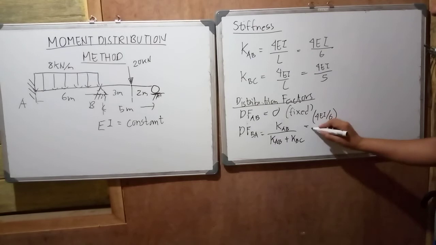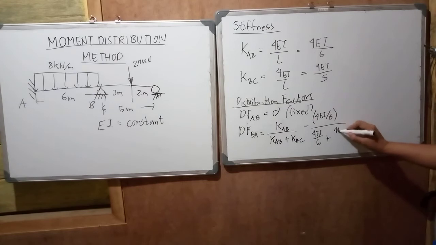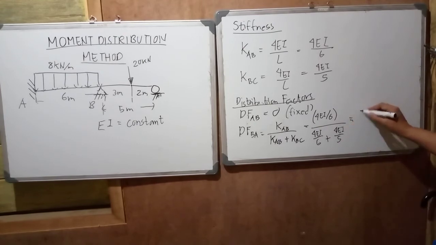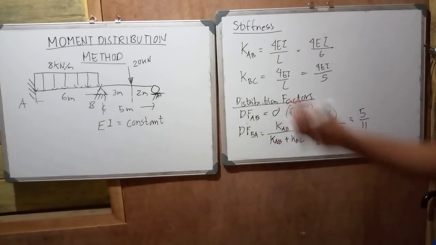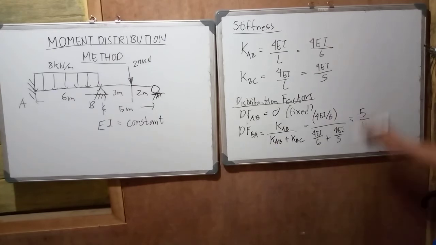Okay? 4EI over 6 plus KBC is 4EI over 5. Okay? So, same pa rin. This is 5 over 11. Okay? Pareho lang yung dun sa unang example. So, later, pagdating natin sa table, magbabago na siguro to.